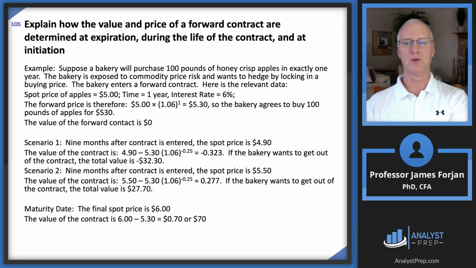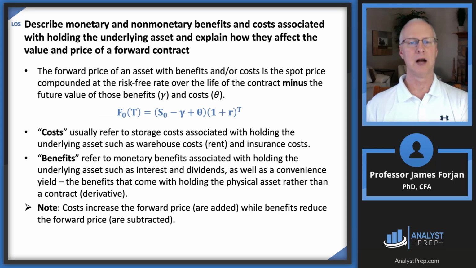Let's skip then to the maturity date of the contract. Suppose the final spot price is $6. Well, then the value of the contract at maturity is the 6 minus the 530, and that's a total of $700. So think about what's going on here. The LOS asks us to explain, and clearly, at least to me, clearly understanding the mathematics behind this and doing just some quick math and working through this problem in which we have the scenario under which prices go up and prices go down, I think this goes a long way in helping you guys be able to explain value and prices.